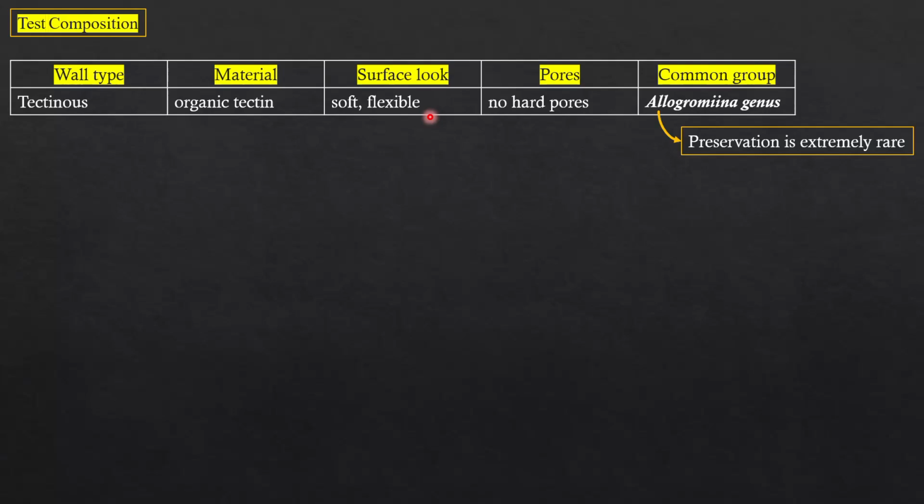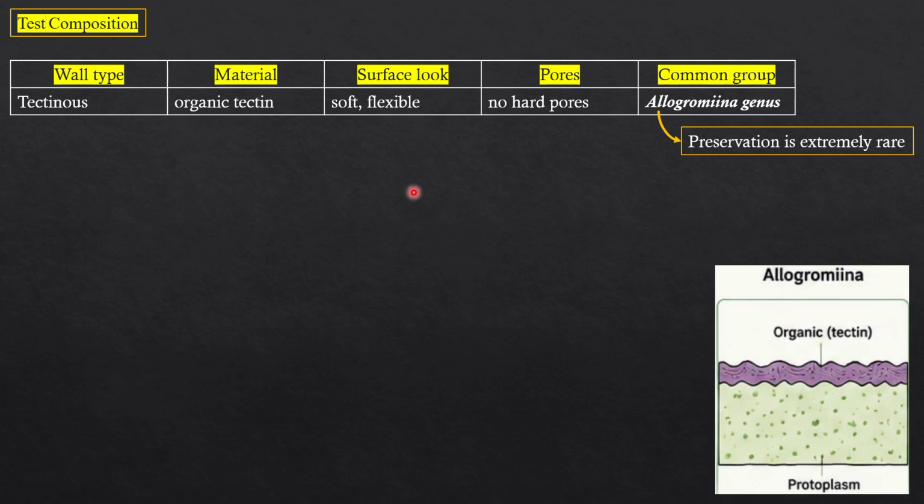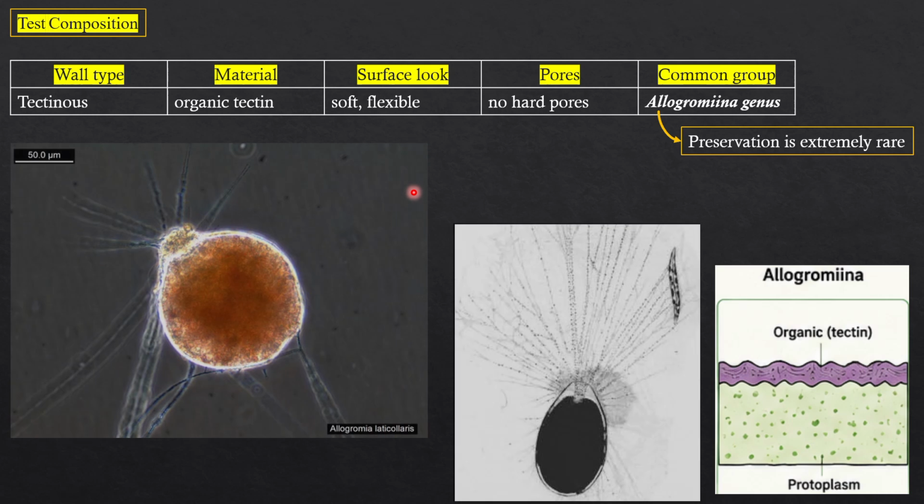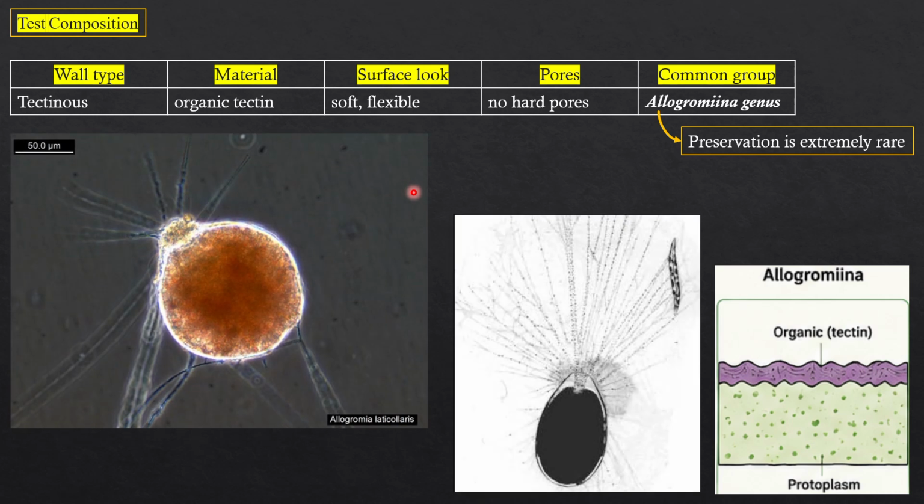So another is the test composition. In foraminifera, the test composition is tectinous, which is organic rich, and they are mostly not preserved because organic rich tests are not calcium carbonate rich. Mostly they formed in the Cambrian time.